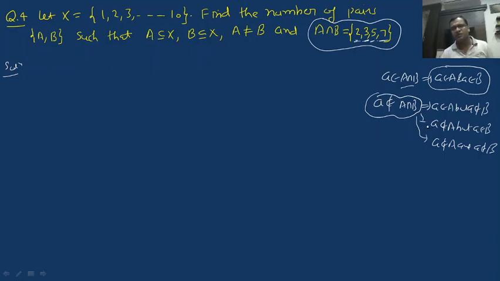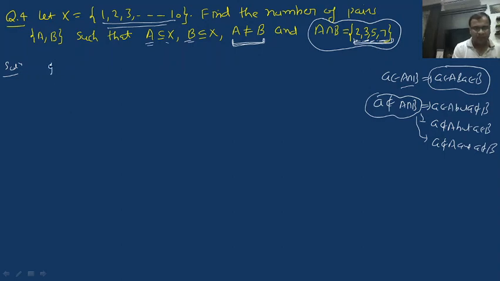Either that element is included in the first set but not present in the second set, or that element does not belong to the first set and is present in the second set. And there is one more possibility, when this element does not belong to any of the sets, so the element does not belong to A union B. Now look at this set. There are actually 10 elements in the set X, and A and B both are subsets of X. One more condition, A and B are not equal sets, such that A intersection B contains these four elements 2, 3, 5, 7.